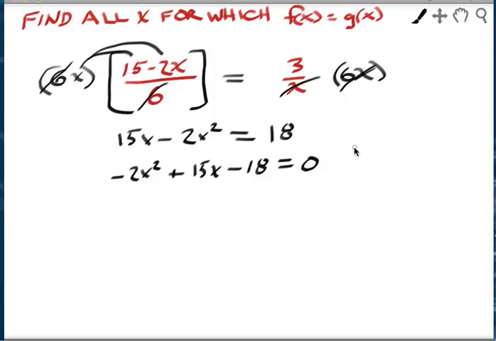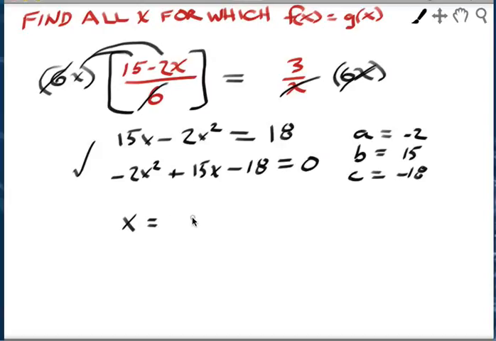Now I'm going to use the quadratic formula here, and the best way to do this is to come to the side and write down your a, b, and c, and don't even look back at this thing. My a is going to be negative 2, my b is going to be positive 15, and my c is going to be negative 18. So now all I do is plug these values into the formula, which looks like this.